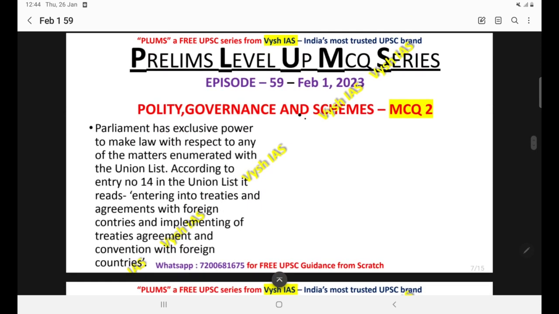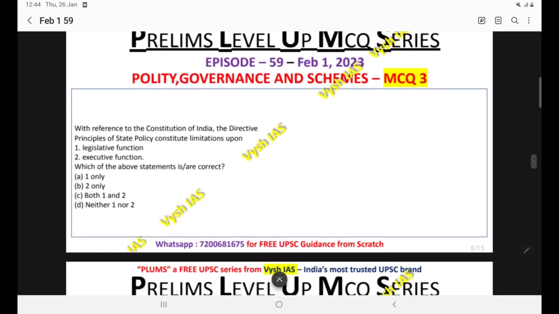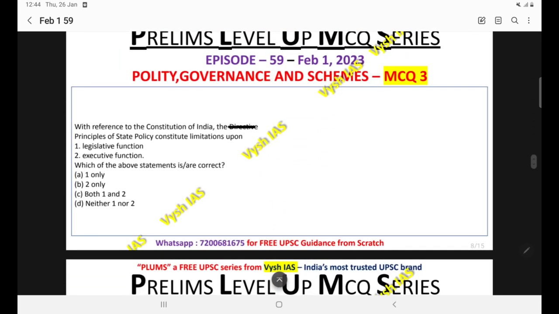Now let's move on to the next question. The question reads, with reference to the Constitution of India, the directive principles of state policy constitute limitations upon 1. legislative function and 2. executive function. So the options are 1 only, 2 only, both 1 and 2, neither 1 nor 2. So a typical two-statement kind of question. So it should be something superficial.